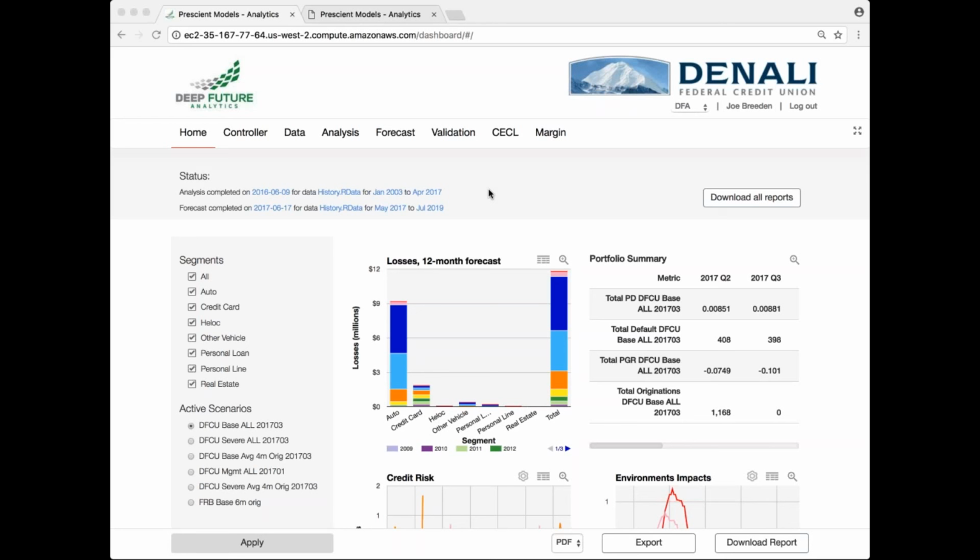Dr. Breeden brings more than 20 years of experience leading financial institutions through financial modeling, allowing clients to achieve real understanding of portfolio dynamics for retail lending.